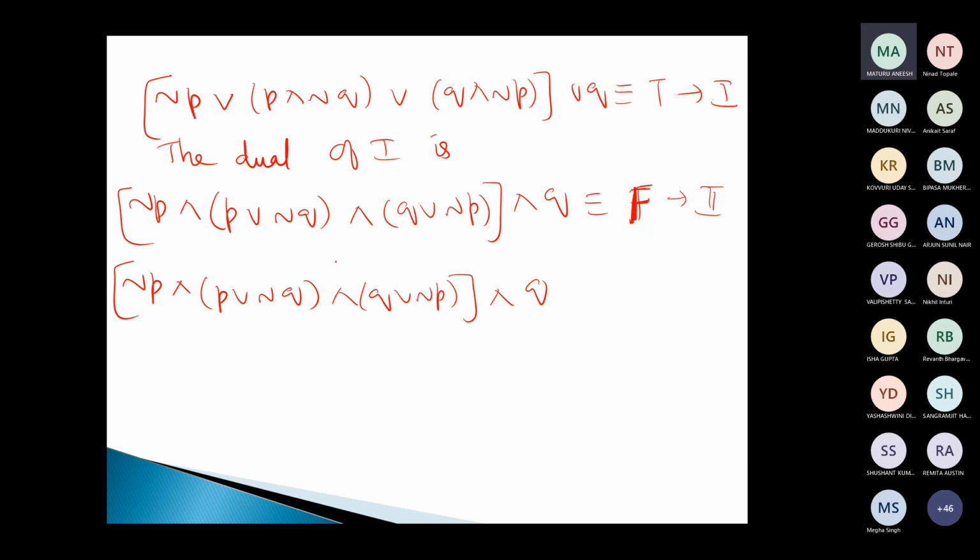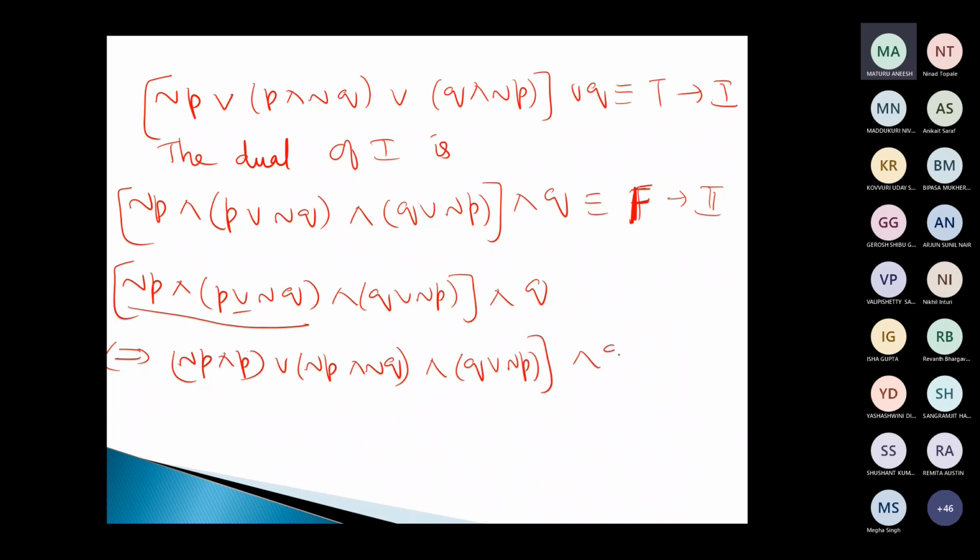Now how to proceed? I have taken the left side now. I am trying to prove that it is a contradiction. How to prove it? Shall we apply the distributive law here? Distributive law. So not P and P, again R, not P and not Q, then Q and not P.